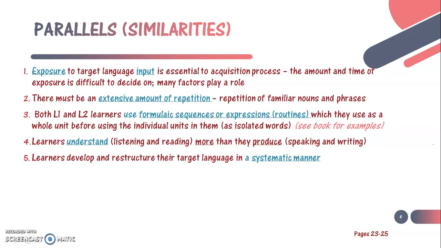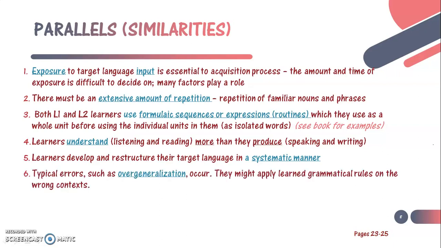Five, learners develop and restructure their target language in a systematic manner. The stages of development are the same, etc. Six, typical errors such as overgeneralization, which we discussed before, occur in both cases. Again, they might apply learned grammatical rules in the wrong context, just like we gave in the example over and over again. Instead of saying go, went, the past of go might be goed or wented.